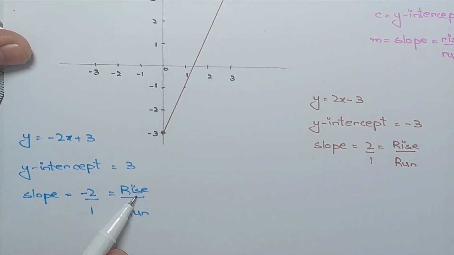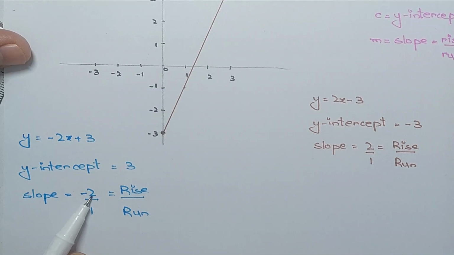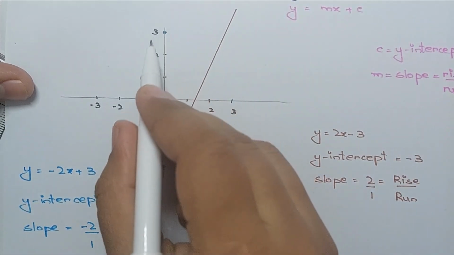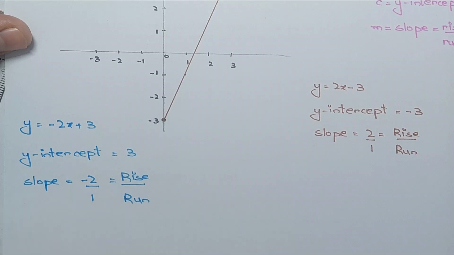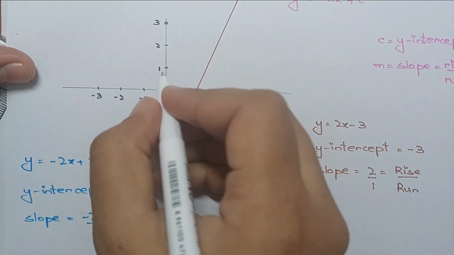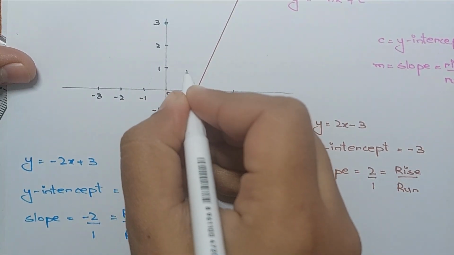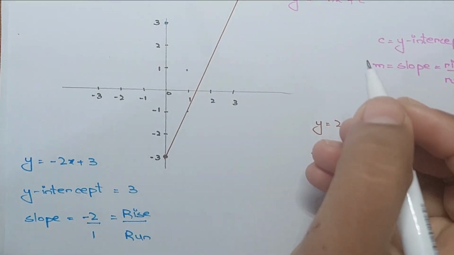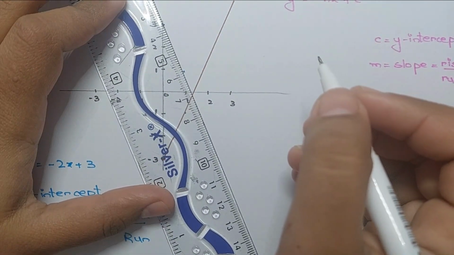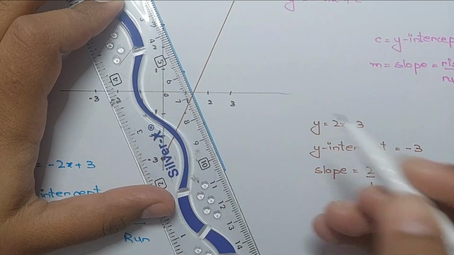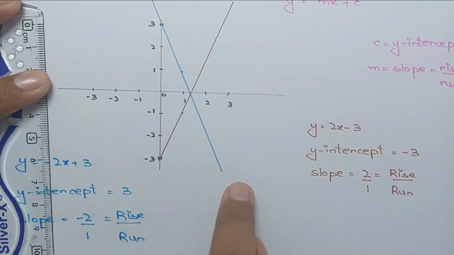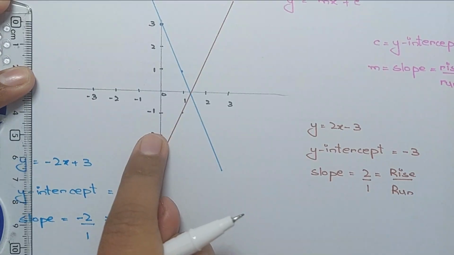Now the slope: the rise is -2, and as I have told you, rise is up or down, right? If it is negative, you have to move 2 units down. So 1 unit and 2 units over here, and you have to run 1 unit right or left. It's positive, so move to the right. When you're moving to the right, this would be your second point. Let me connect these 2 points. Okay, so this is the graph for y equals -2x plus 3, and this is y equals 2x minus 3.